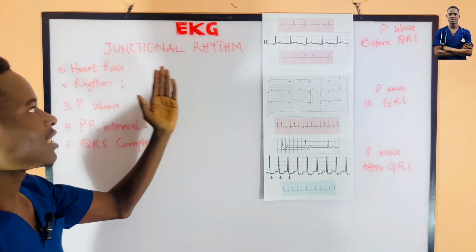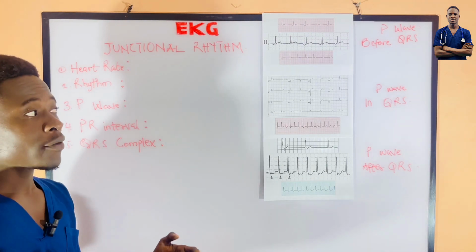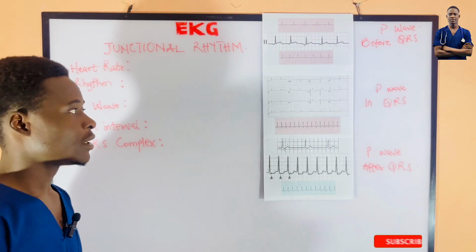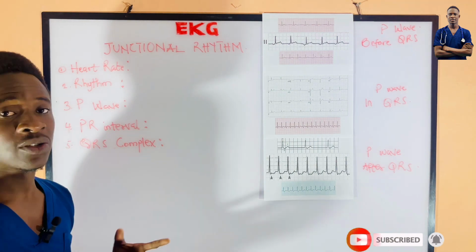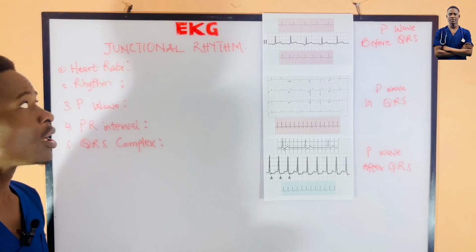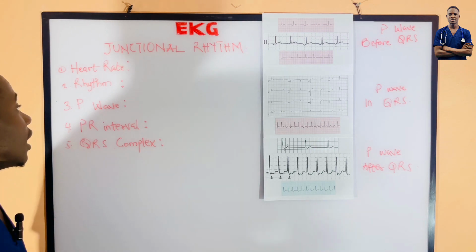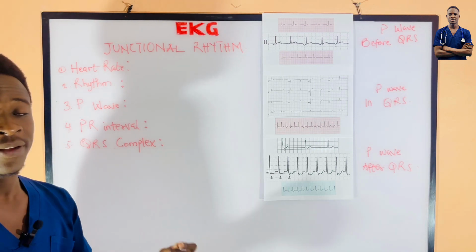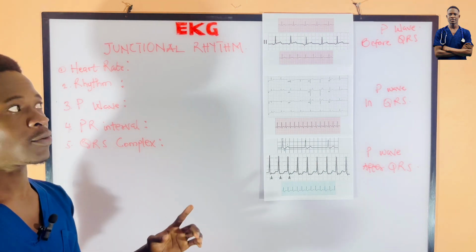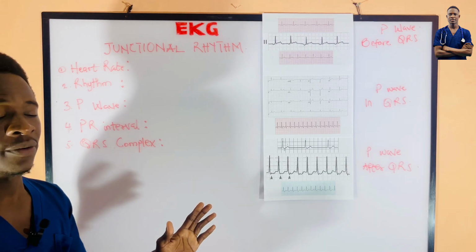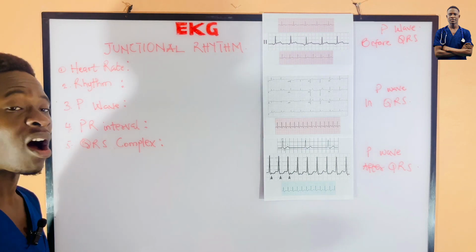Now, we have our junctional rhythm. What are you going to check, or how are you going to identify it on the EKG graph? First thing that you must talk about is the heart rate. You must know the heart rate of a junctional rhythm, and also the normal rhythm of a junctional rhythm, and also the P wave. How are you going to identify the P wave there? If you see a P wave, you'll be able to know that yes, this is a junctional rhythm, or this is not a junctional rhythm. Now we talk of our PR interval, and lastly we talk of our QRS complex.